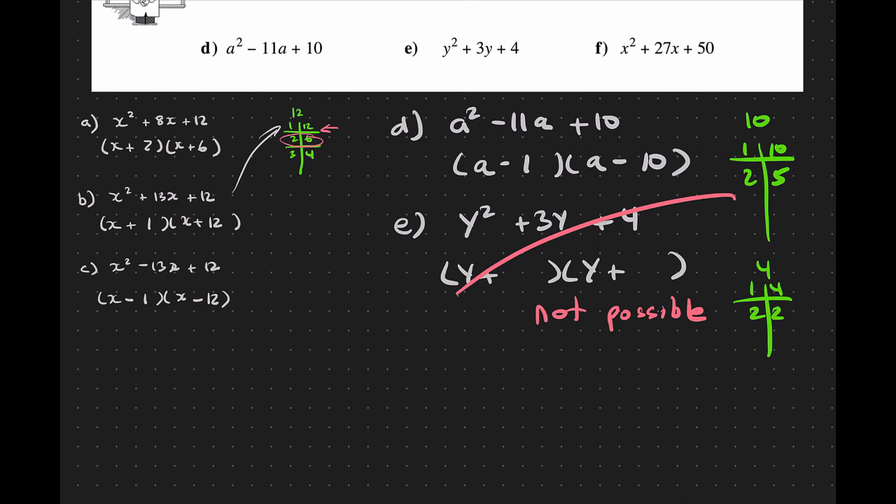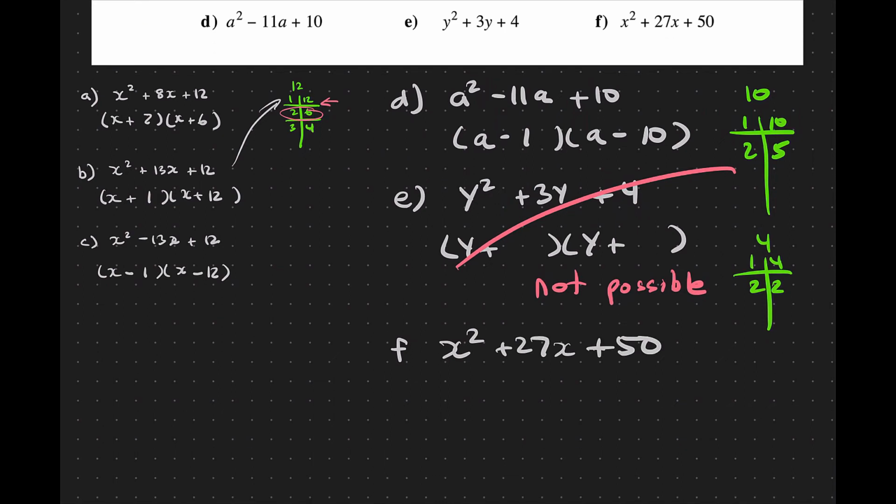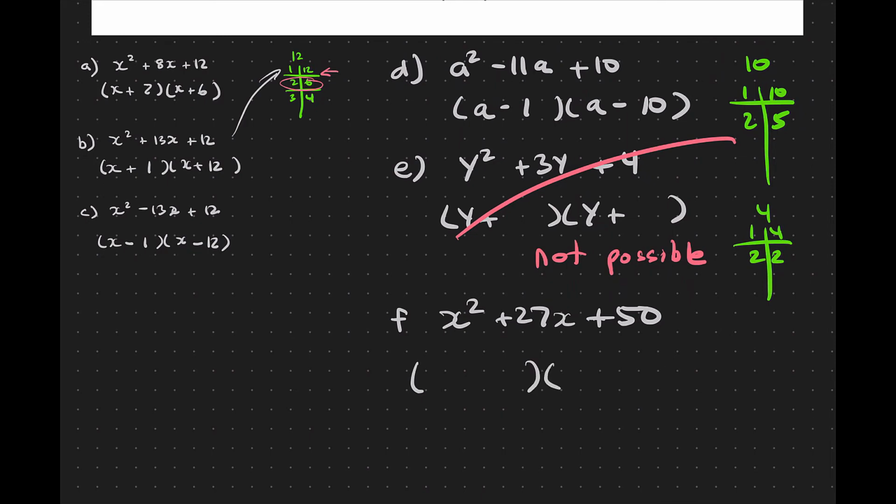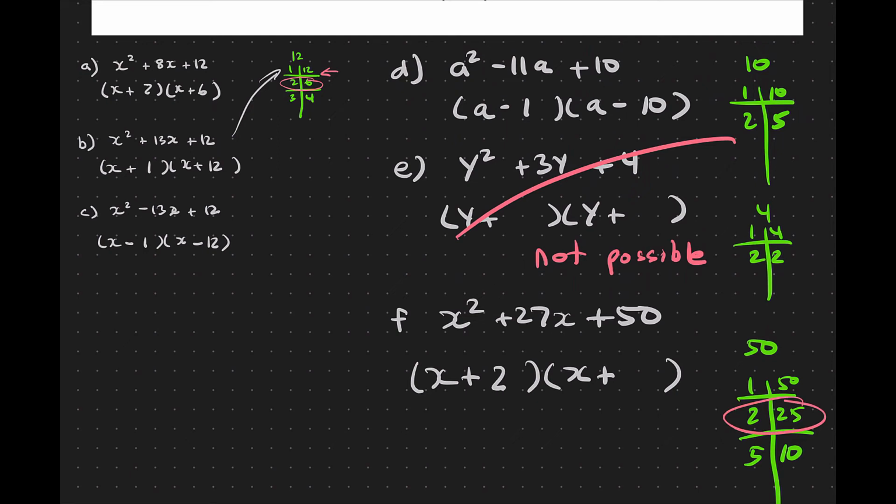Last one, example F. We've got x squared plus 27x plus 50. So again, two binomials with x and x, a plus and a plus. The product of 50 is going to be 1 and 50, 2 and 25, and 5 and 10. And they need to add together to give us 27. That is those two right there, 2 and 25.